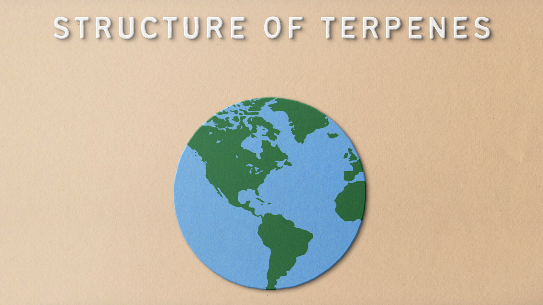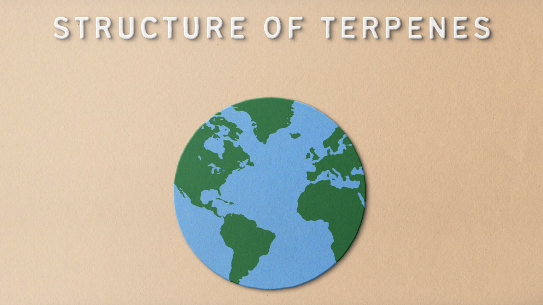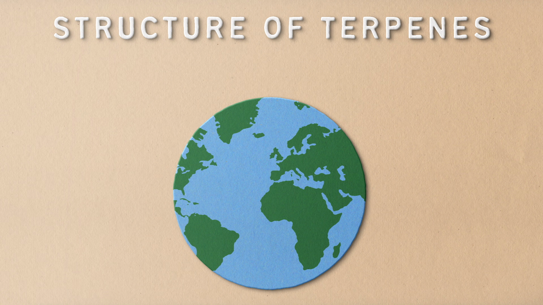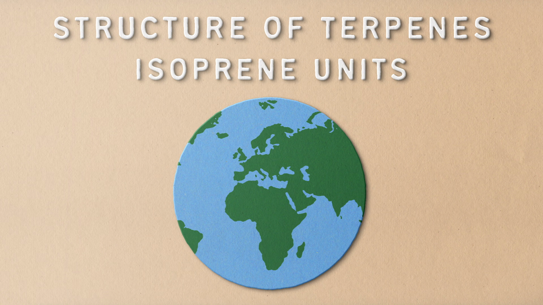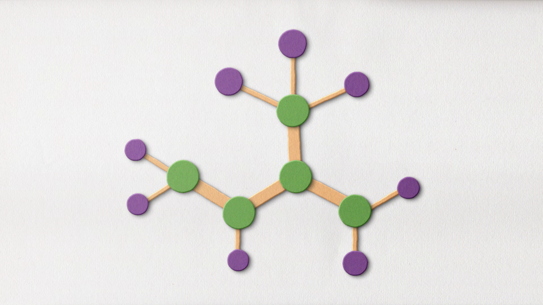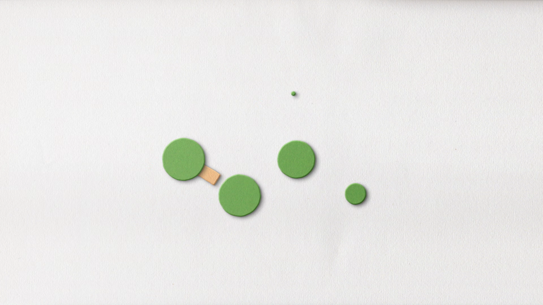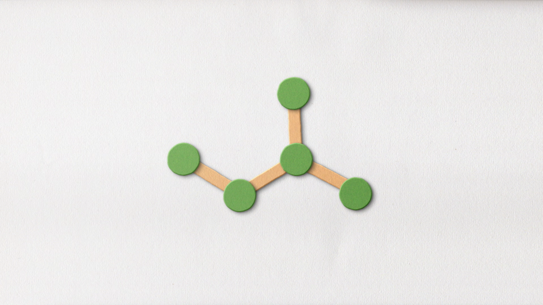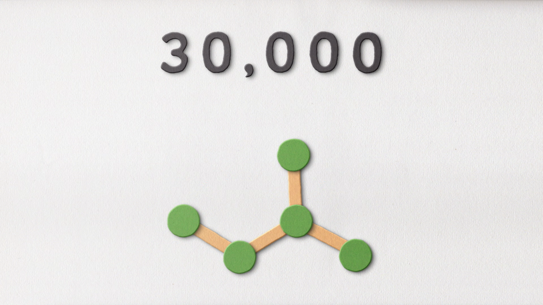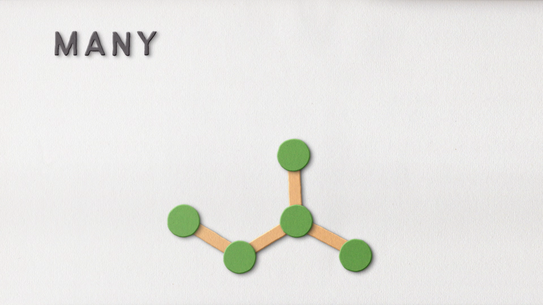Terpenes are a class of naturally occurring compounds built from unique structures called isoprene units, which are essentially 5 carbon atoms connected to 8 hydrogen atoms. What makes them fascinating is that the arrangement of these carbon atoms creates over 30,000 different variations of terpenes, each with its own function. Terpenes come in many shapes and sizes, from linear structures to cyclic.